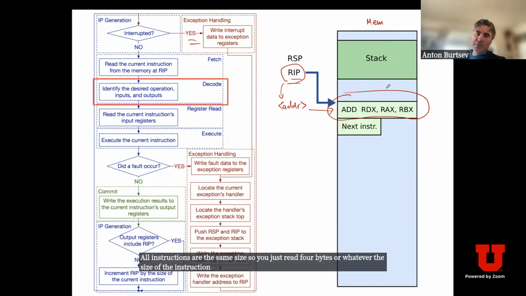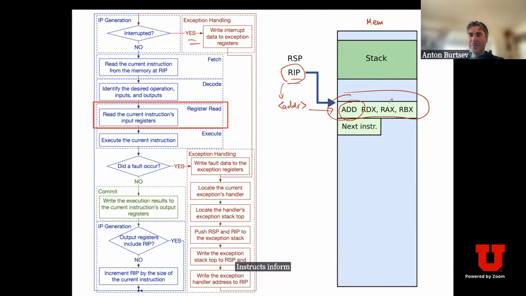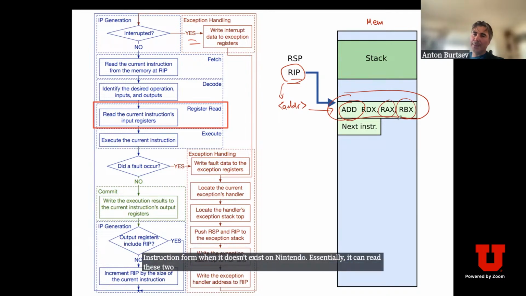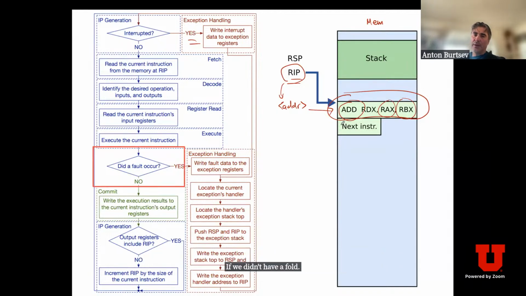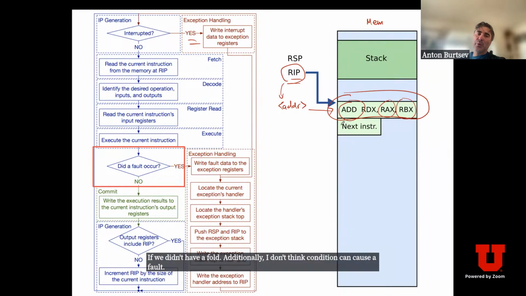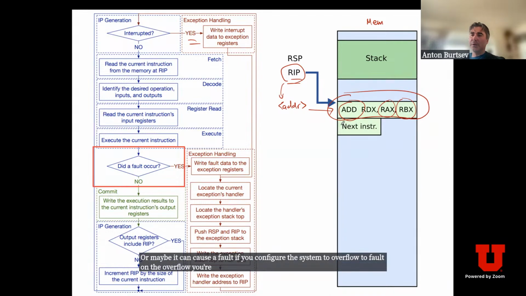The CPU logic decodes this instruction, essentially looking at whatever bits are here. It's an addition which reads 2 registers. The instruction format I came up with has 3 registers, which is a made-up format that doesn't exist on Intel. But essentially, it can read these 2 registers, maybe add RAX and RBX and put the result into RDX, and run through the cycle. If we didn't have a fault, and I don't think addition can cause a fault, or maybe it can if you configure the system to fault on overflow, when you're adding 2 large numbers that don't fit into a 32-bit representation, for example.